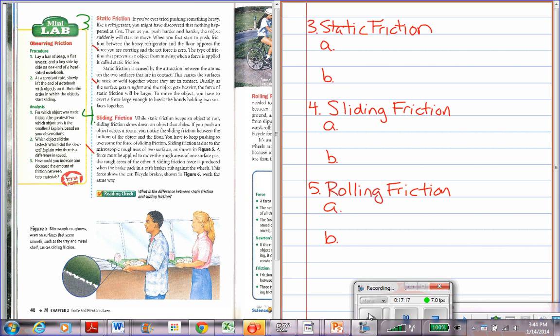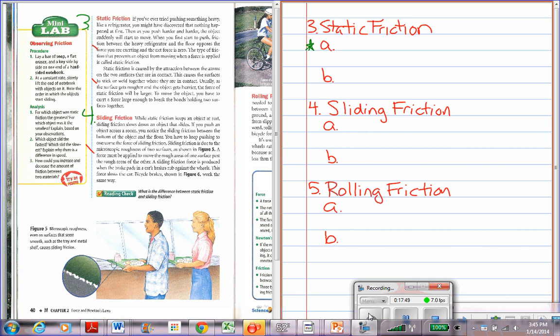Now, I would like for you to see if you can find the definition of static friction and write that down. I'm not going to write it for you. You're going to find the definition of static friction. Find the words "static friction is called." And you're going to write that for A. We'll do B tomorrow in class.